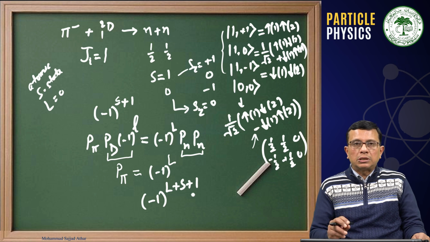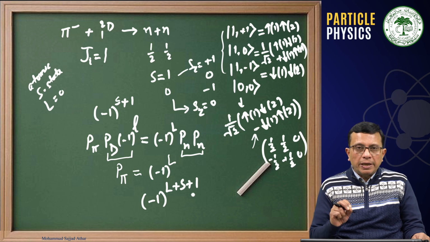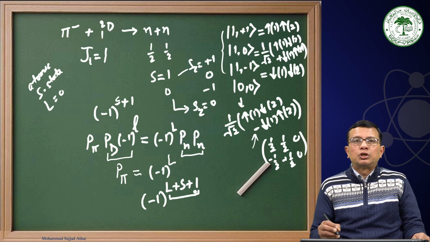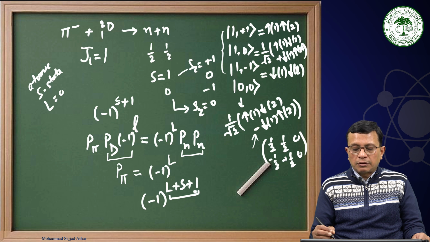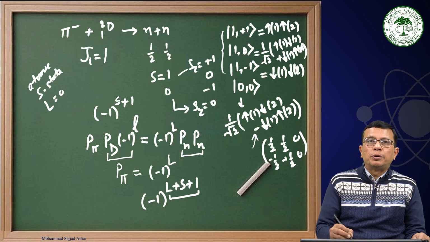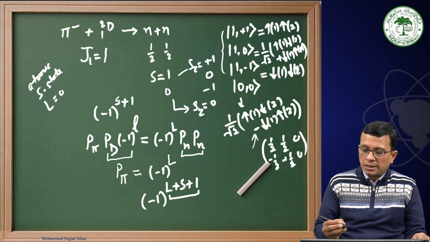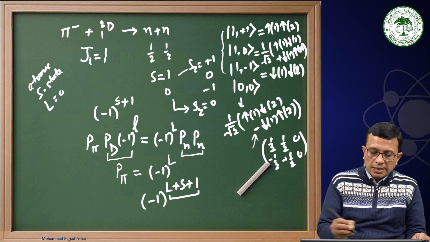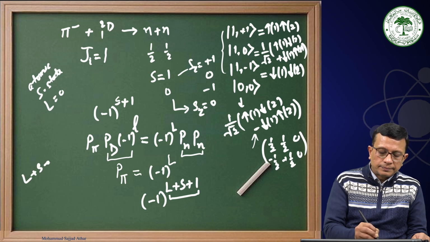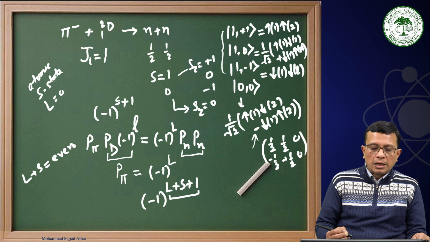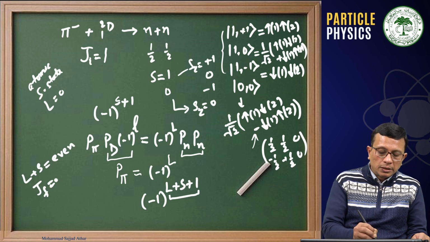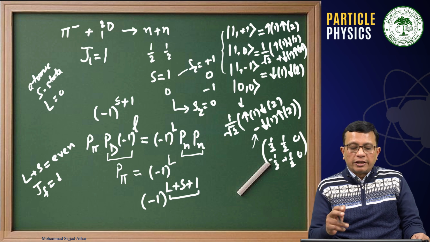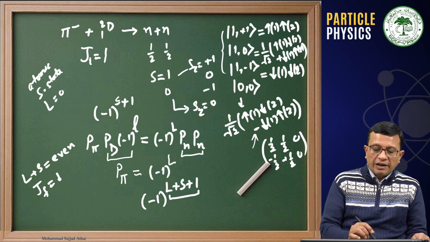Since these two neutrons are fermions, these are described by an anti-symmetric wave function. Therefore, this L plus S plus 1 should be odd. That would imply L plus S should be even. Therefore, the important catch is that L plus S should be even and my Jf should be equal to 1. This is because the total angular momentum has to be conserved in any process. Therefore, Ji is 1. That is why Jf should be 1.